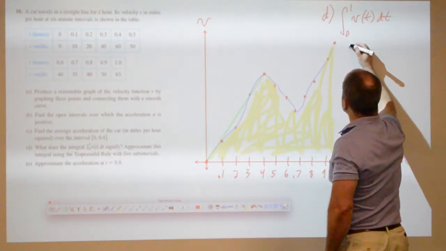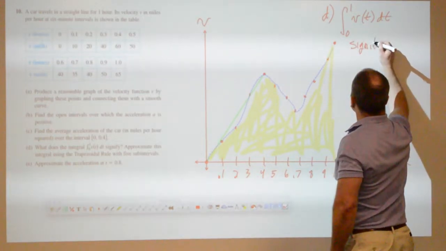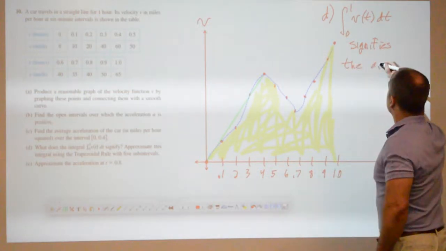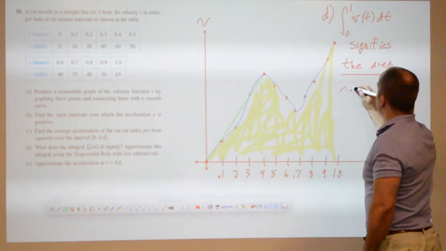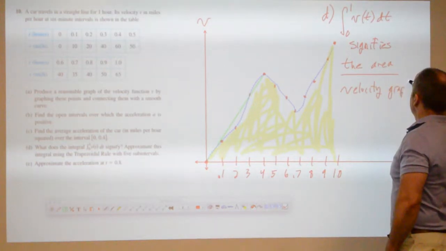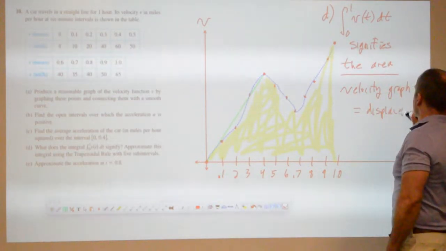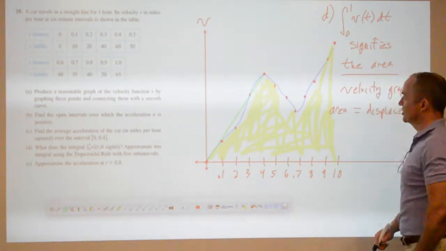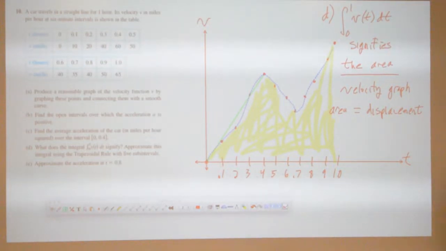But what it signifies is the area, which on a velocity graph equals, what'd you say, Ike? Displacement? Yep. The area equals displacement on a velocity graph. On other graphs, it means other things.